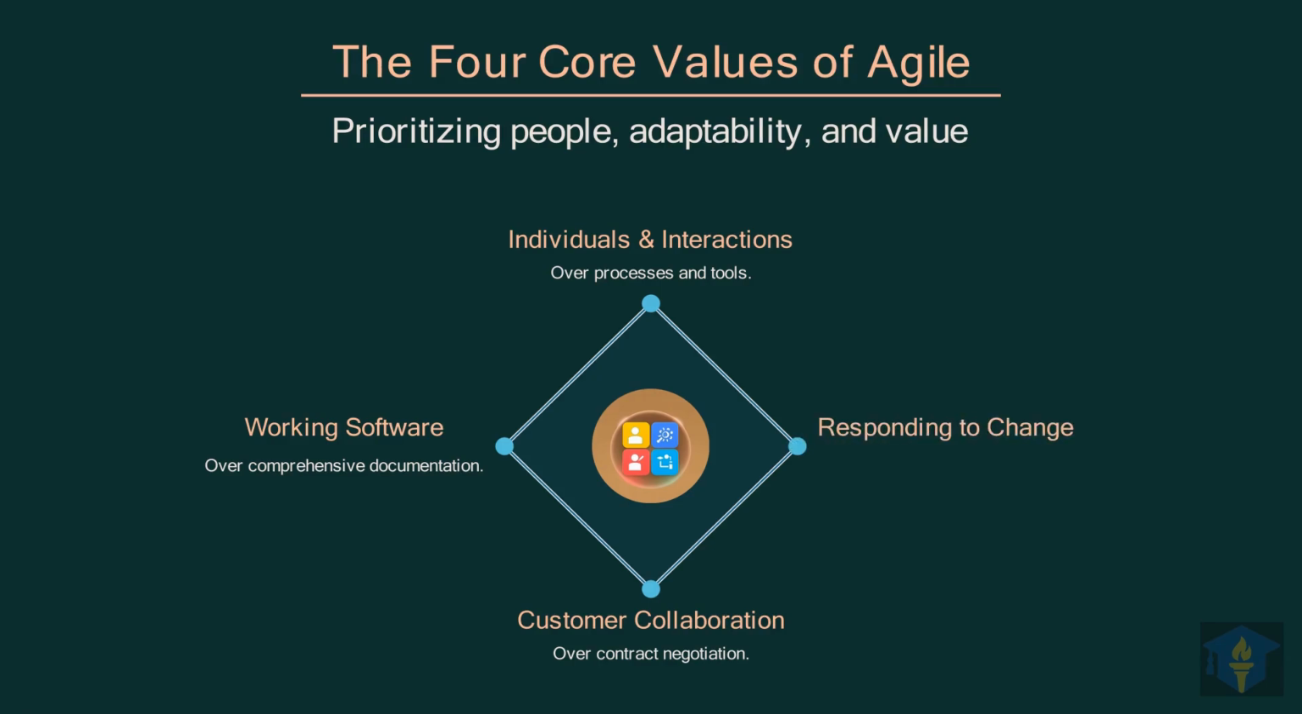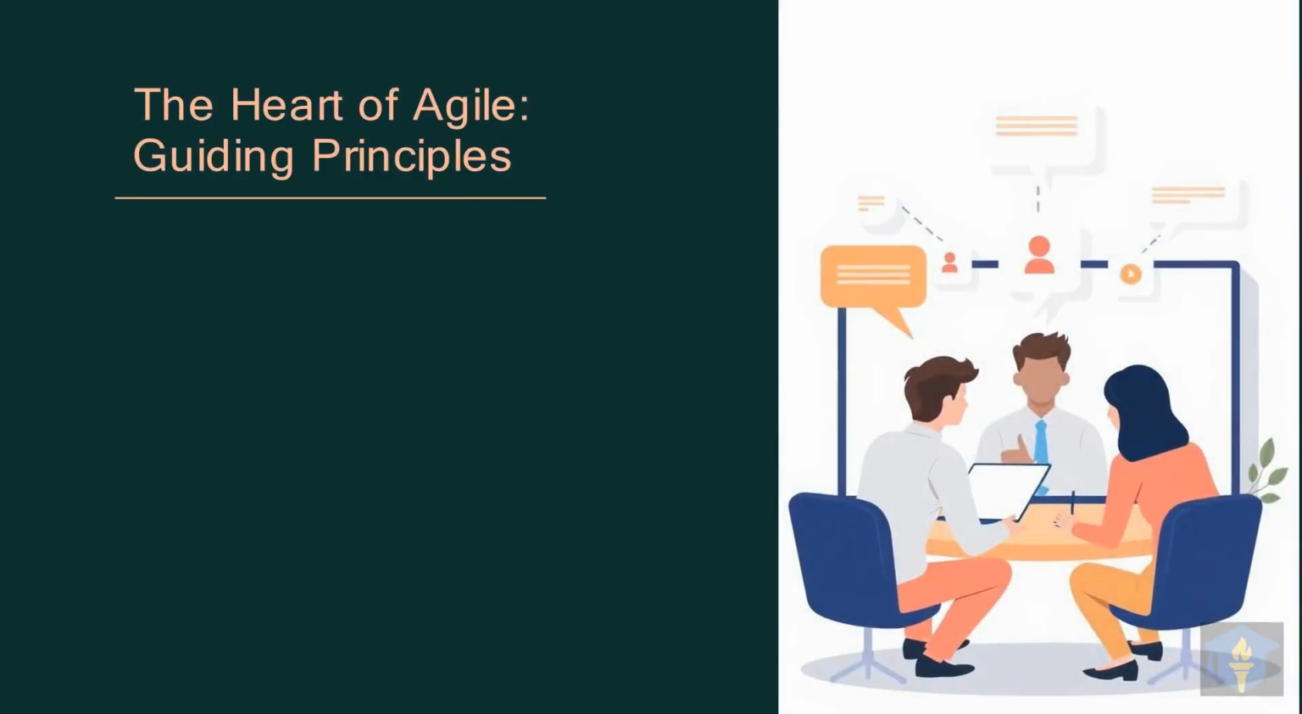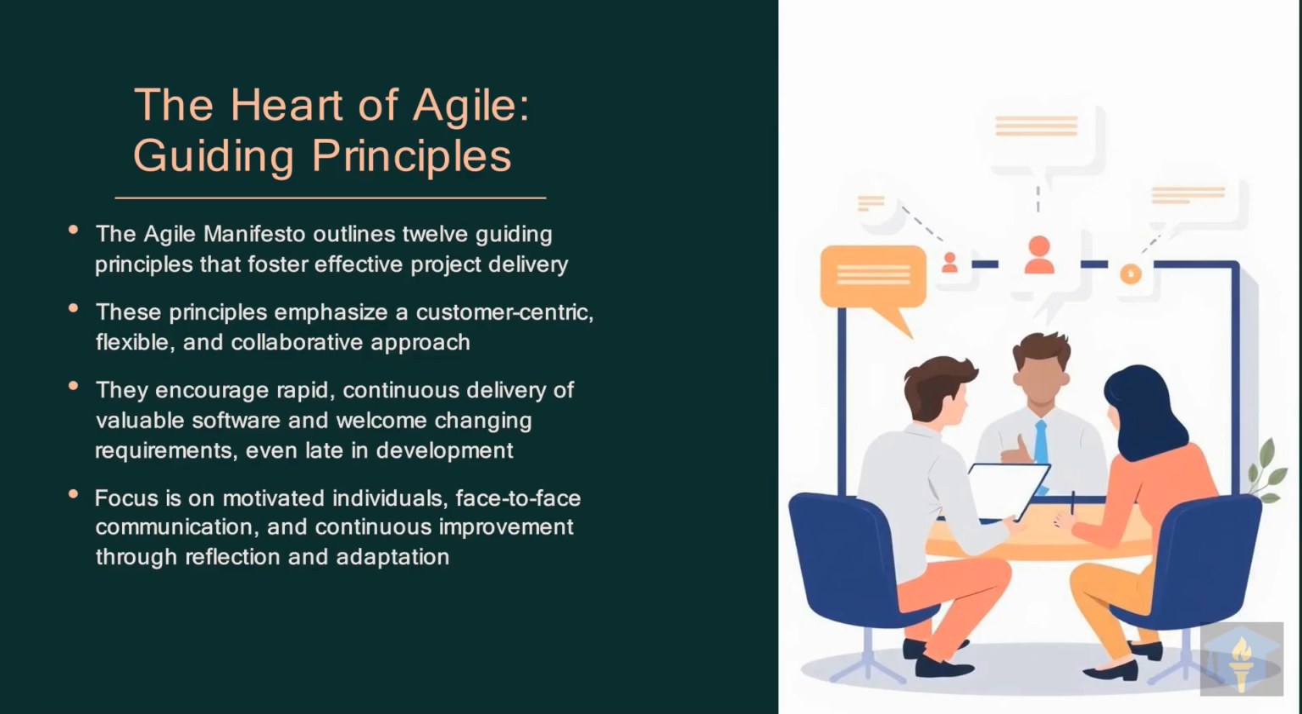Finally, responding to change is crucial, allowing projects to adapt and evolve. This means adapting to changes is more valuable than strictly following a rigid, initial plan. Now, let's delve into the heart of Agile. Its 12 guiding principles from the Agile Manifesto. These principles foster effective delivery by emphasizing a customer-centric, flexible, and collaborative approach, welcoming change and continuous improvement.